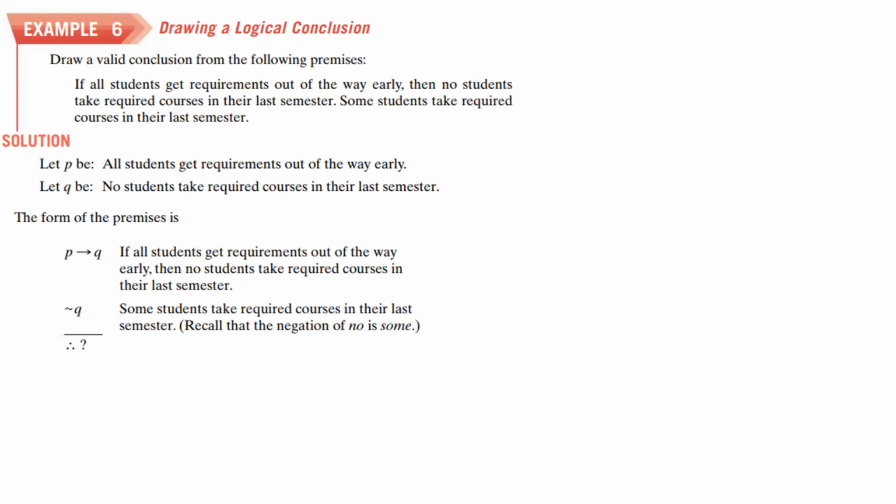Okay, that's an aside. So here we have, if all the students get their requirements out of the way early, then no students take required courses their last semester. That's an if P then Q statement. We also know that some students take required courses in their last semester. So that's tilde Q. Again, this cycles back to the first section, that the negation of no is some. It's not all, because that's a little bit generous, but some. So that's where we get the tilde Q.